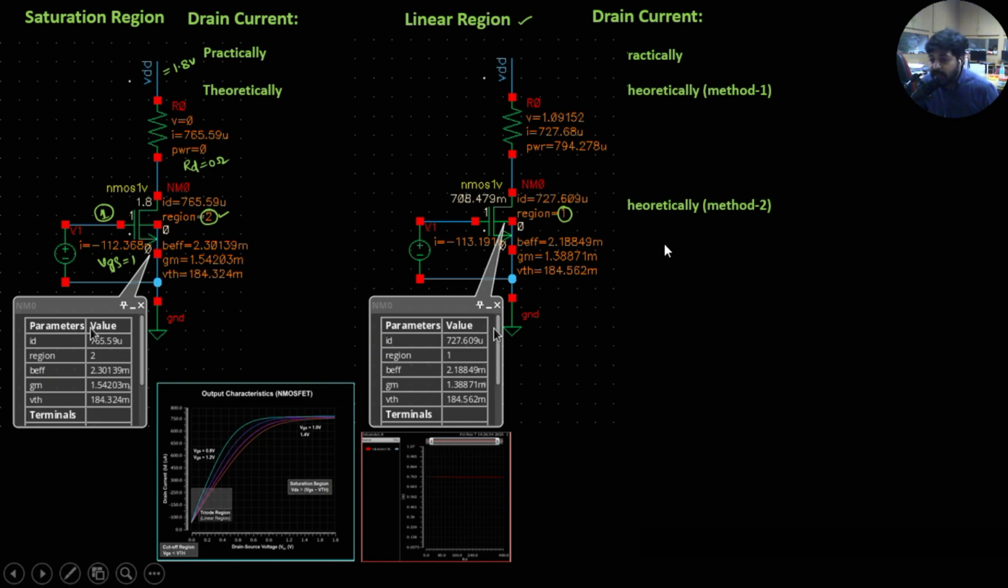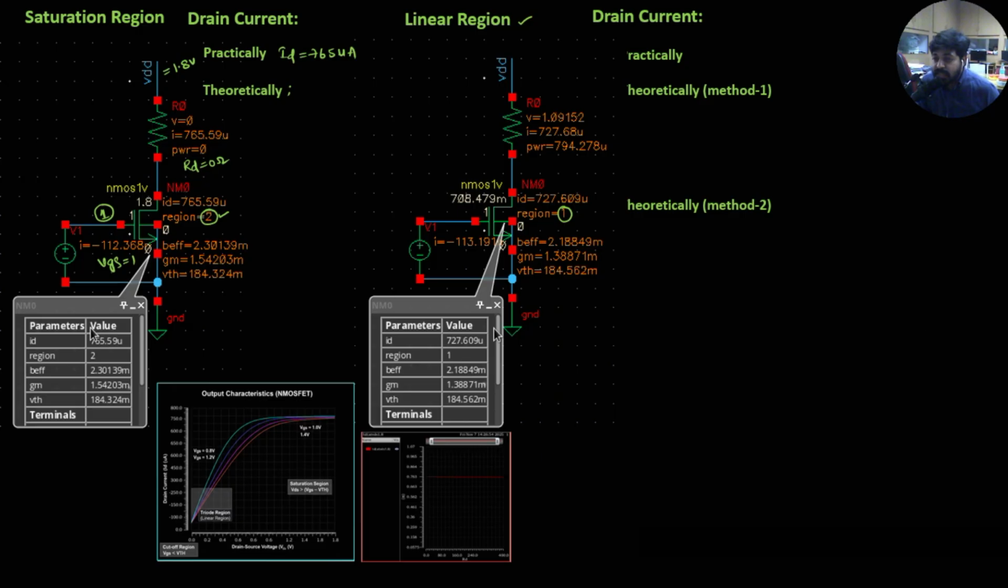For the first operating point, I have the simulation results like this: the ID current which is conducted of this much, operated in the second region, beta effective of this one, VTH of this one. For all these values, I will calculate theoretically how much current is going to be conducted and how much current is expected by the transistor. Both things we will calculate theoretically and practically, as the tool gives the practical value of ID conducted equal to 765 micro. So I can put the same practical value, ID equal to 765 microamperes.